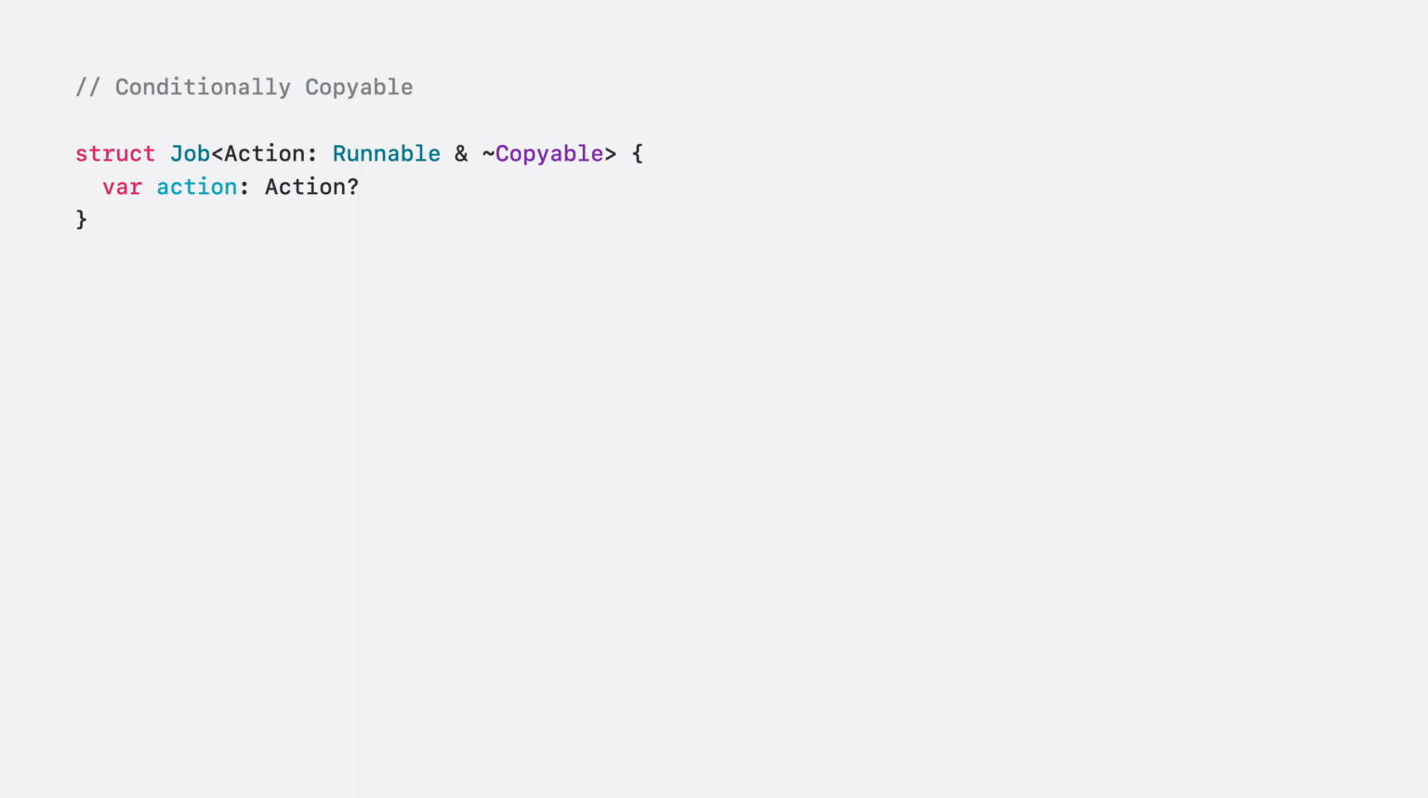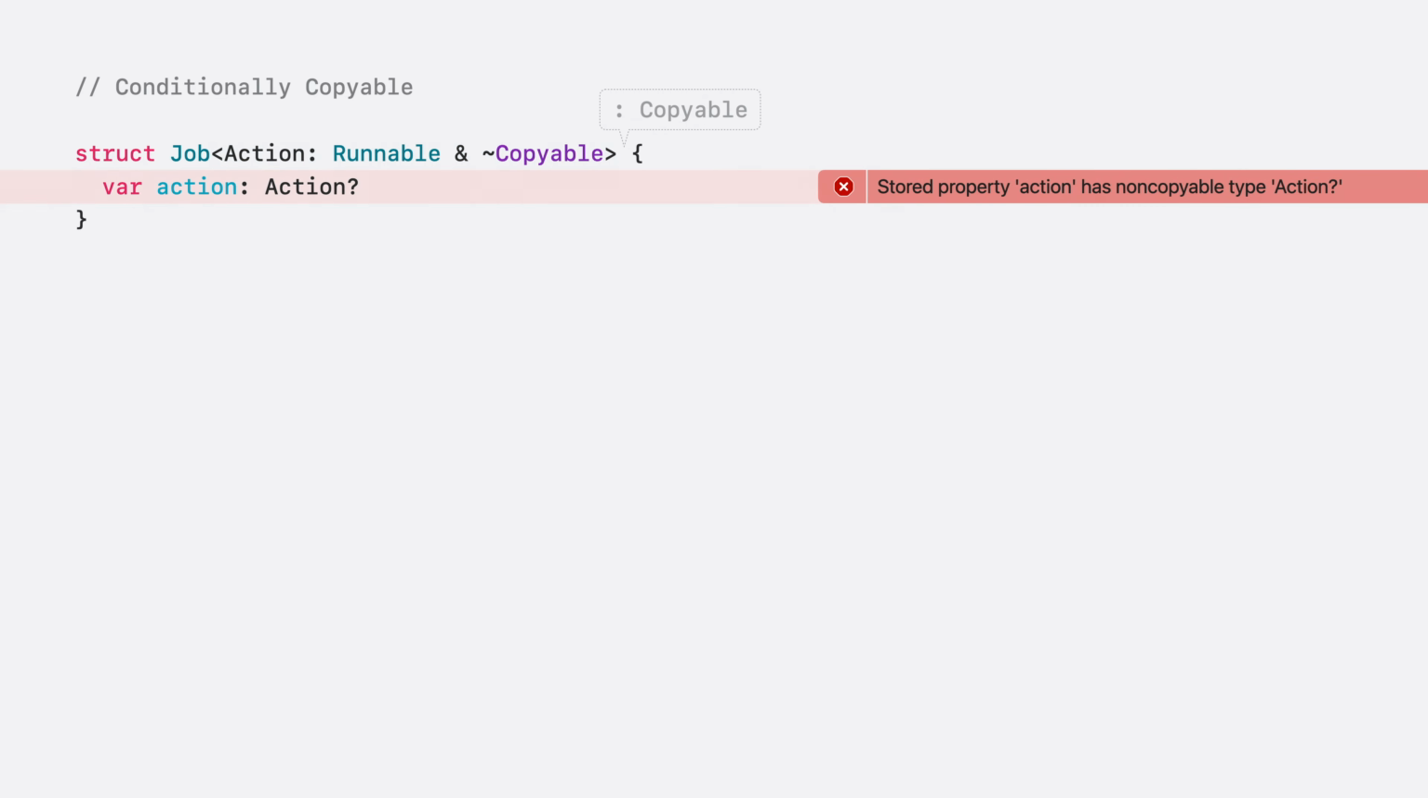I've got Runnable types, and I want to wrap them inside a new struct called Job. I've defined Job with a generic parameter Action that is Runnable and might not be Copyable. But with what I've written so far, I'll get an error. The struct Job defaults to conforming to Copyable, so it can only contain copyable data.